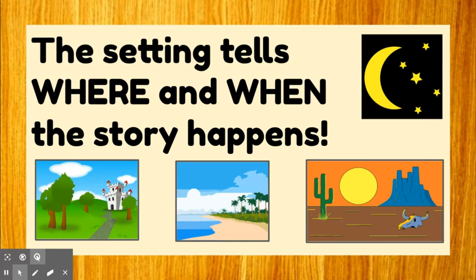In the third picture, we would say the setting is the desert. Maybe it's in the morning. Usually it's pretty dry in the desert. In that top picture, our setting would be nighttime because the moon's out and the stars are out.